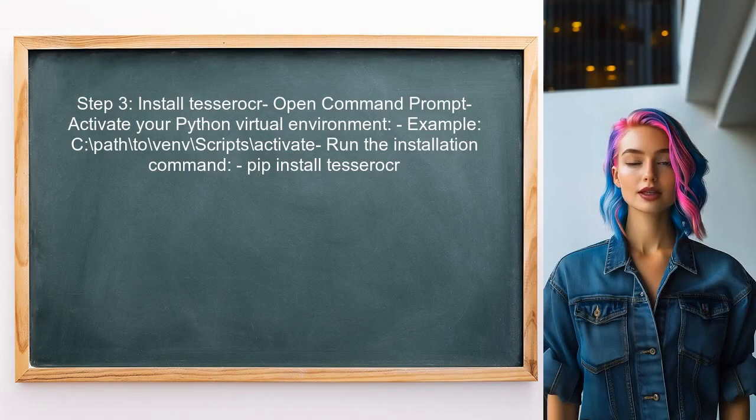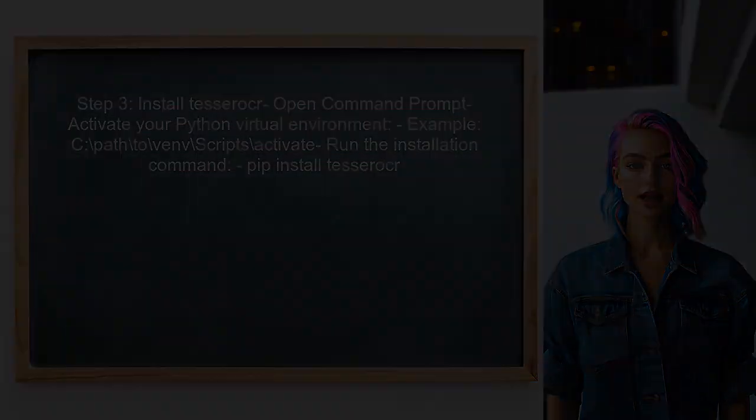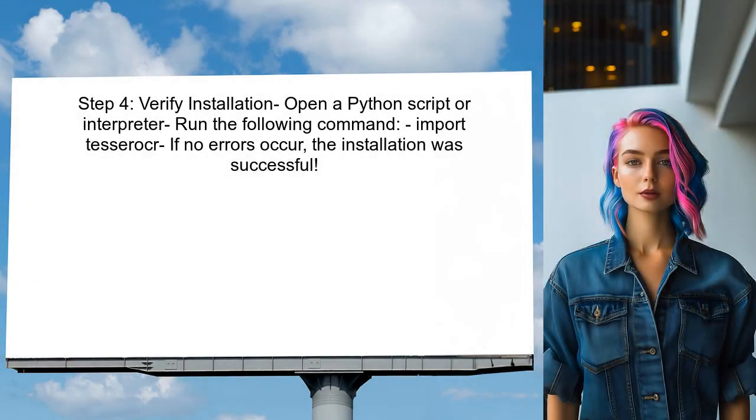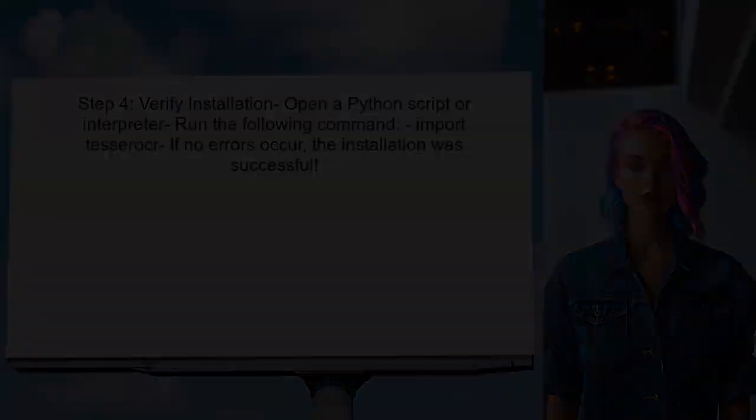After setting the environment variables, the user should open a command prompt and navigate to their Python virtual environment. From there, they can attempt to install Tesserocr again using pip. If the installation is successful, the user can verify it by importing Tesserocr in a Python script. This will confirm that everything is set up correctly.